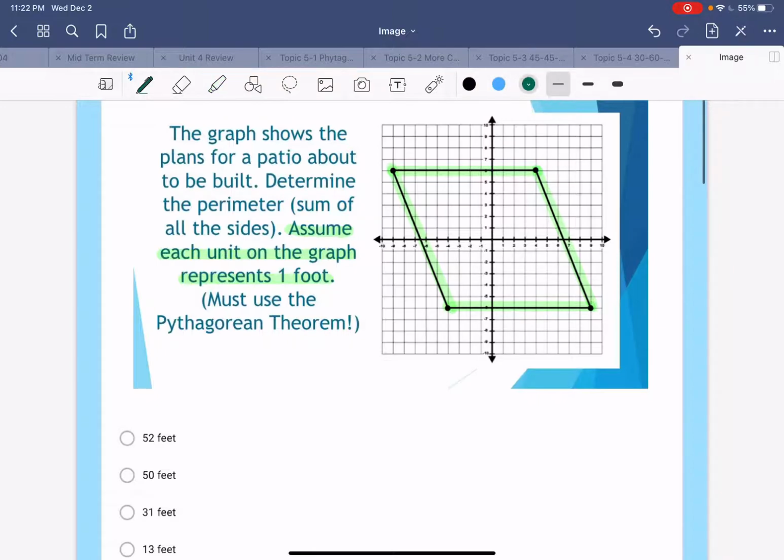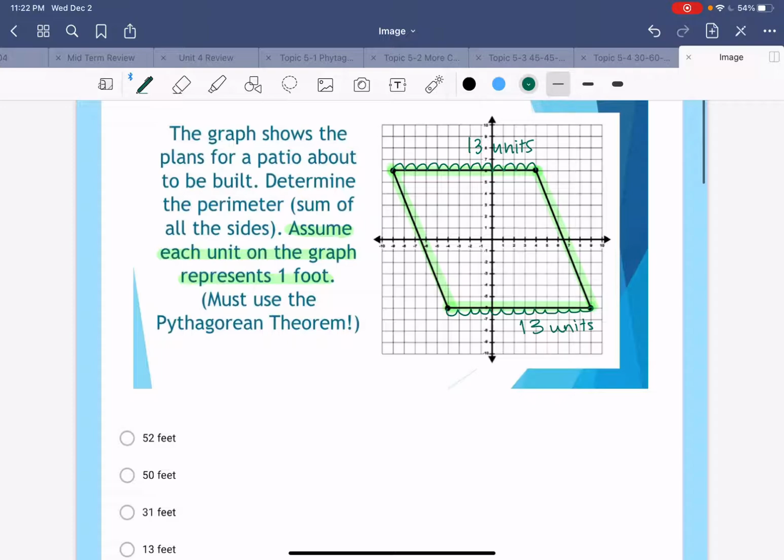Right off the bat, we can count the links that are going horizontally. So we have 1, 2, 3, 4, 6, 7, 8, 9, 10, 11, 12, 13. So these are 13 units, or 13 feet, and I'm assuming that it's the same on the bottom, but we're going to make sure. 5, 6, 7, 8, 9, 10, 11, 12, 13. Yes. So we already have 26 units right there.